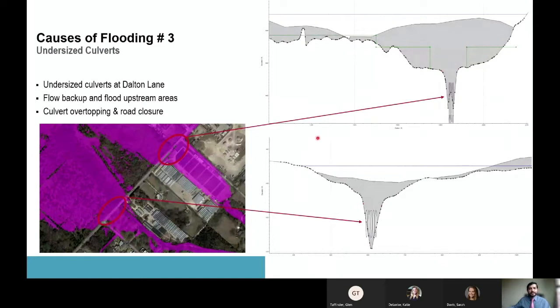Another cause of flooding is undersized culverts in the area. Especially at Dalton Lane, where Carson Creek crosses and tributary 4 crosses, there are culverts which are undersized. Because of that, the water gets ponded behind the roads and then eventually overtops at both locations.